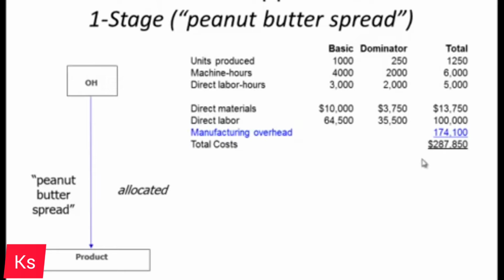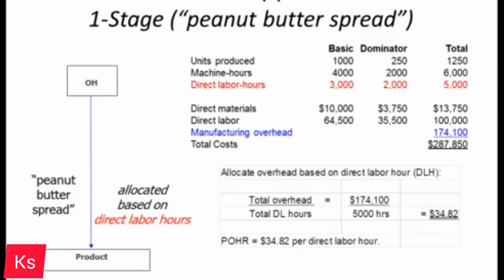So our total costs for the entire year, total manufacturing costs, are $287,850. Of course, the $13,715 of direct materials and the $100,000 of direct labor, those costs would be easily and conveniently traced to the individual product lines and the individual products within those product lines. It's the overhead that we need to be concerned about. How will we apportion the overhead across the two different product lines? Let's assume for a minute that we're going to allocate overhead based on direct labor hours, that we've chosen direct labor hours to be our allocation base.